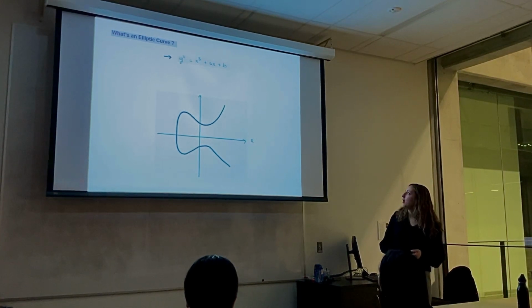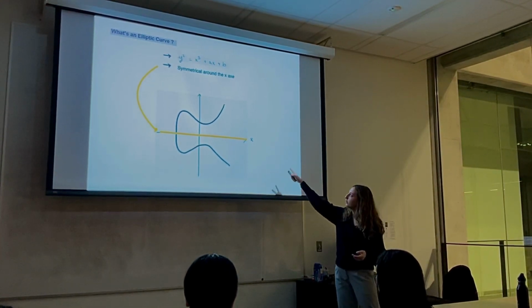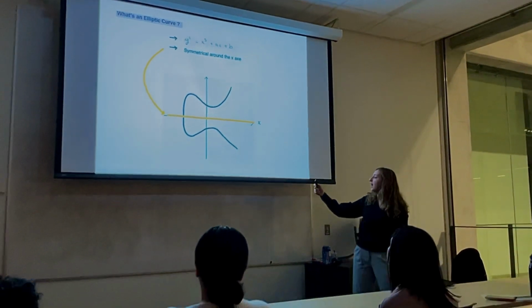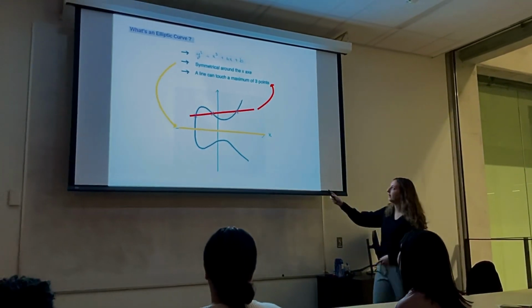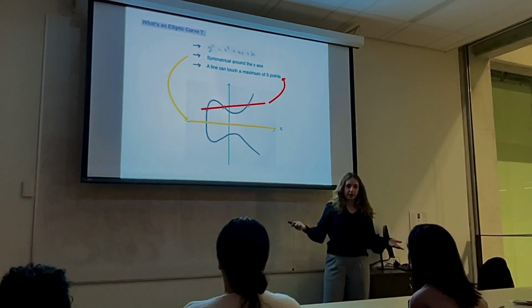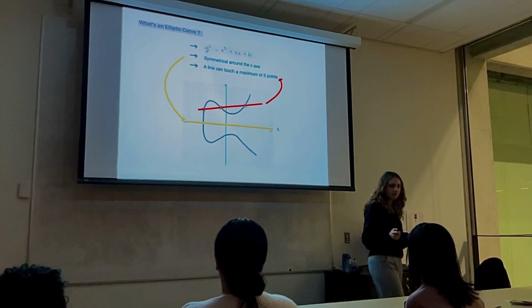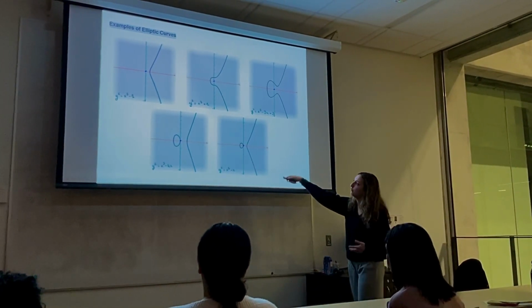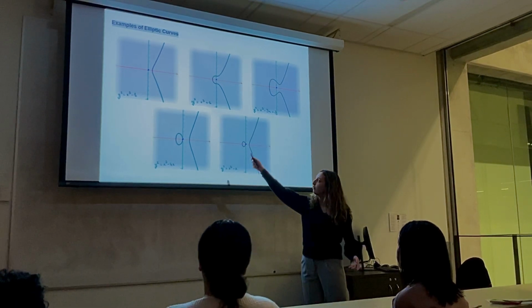For example, it's always symmetrical around the x-axis, so it's always the same for all elliptic curves. And another specificity is that if you draw a line on an elliptic curve, it can touch a maximum of 3 points, never more than that. Pretty easy for now, right? So here are some examples of elliptic curves. Right here we have y^2 = x^3 - 1.